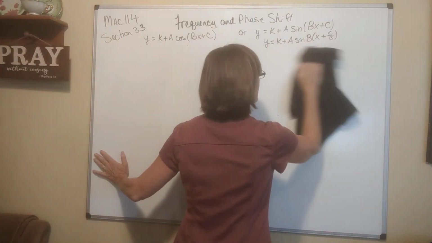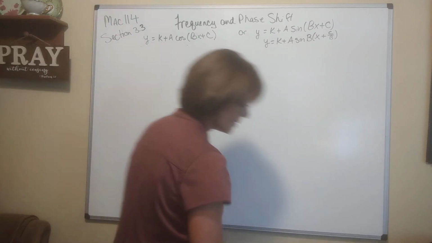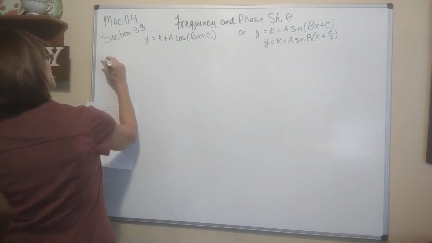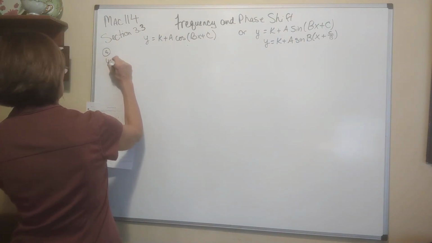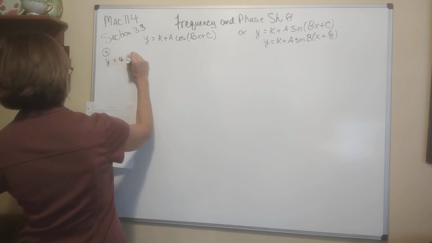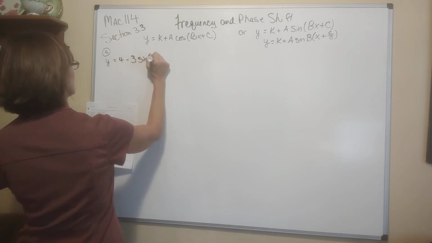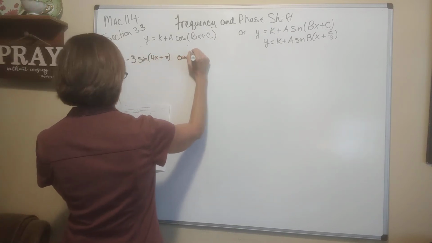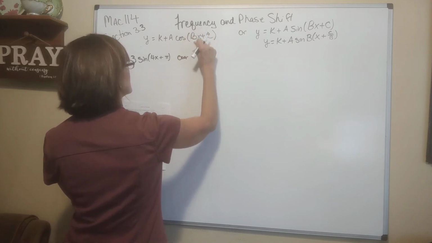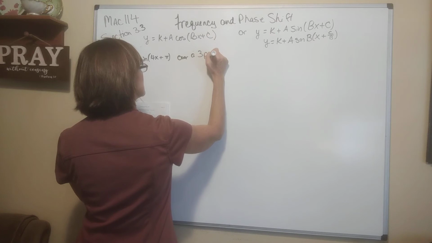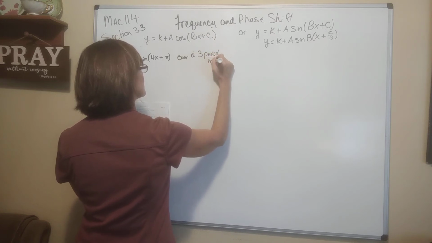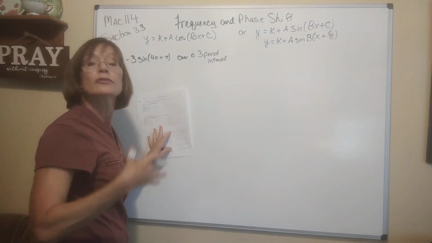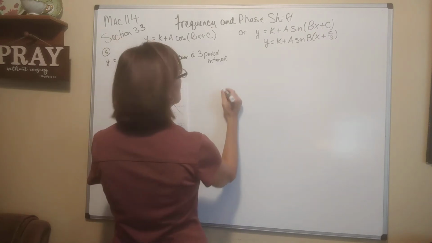All right, number 5 looks like this. We want to sketch y equals 4 minus 3 times the sine of 4x plus pi over a 3-period interval. Okay, so when it says that, we choose where we want to put any 3 periods. That's totally up to you.